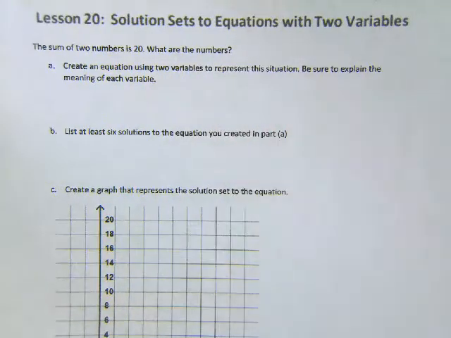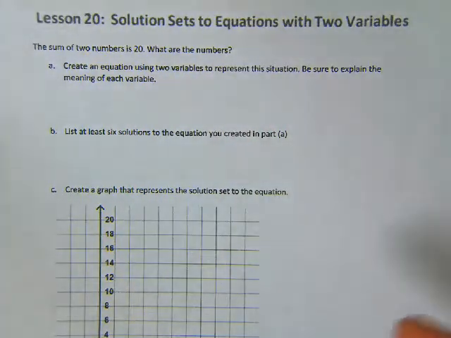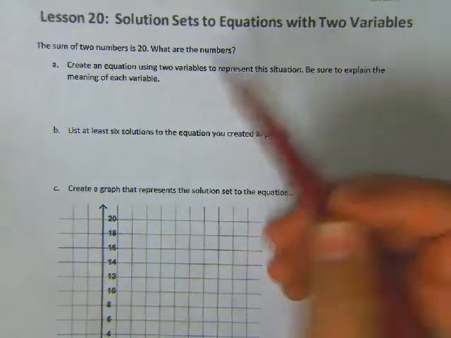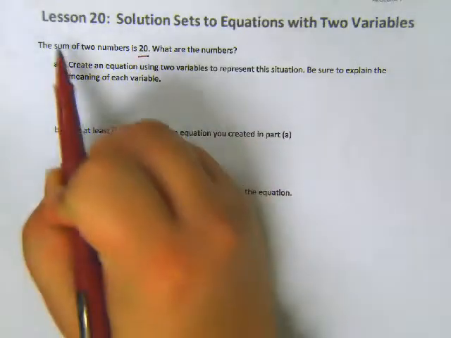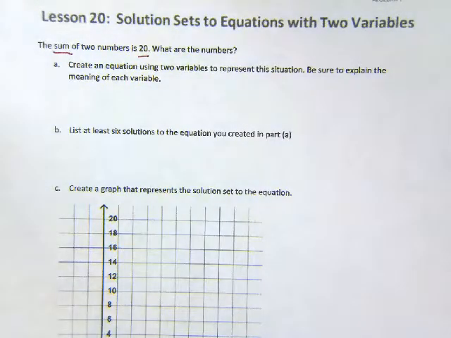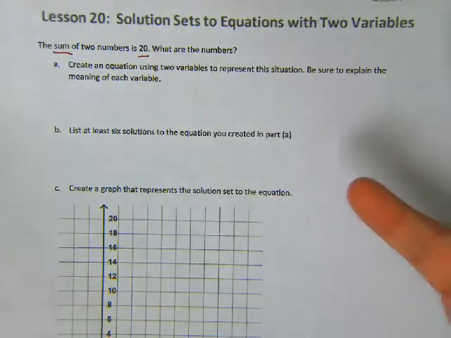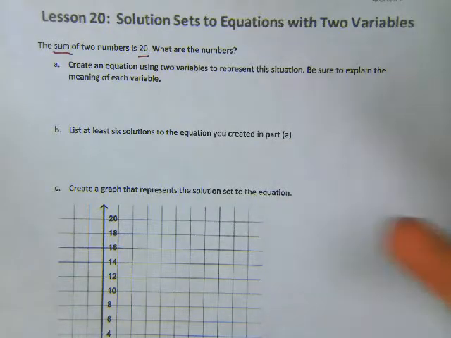So we want to create an equation that's going to allow us to find what those two numbers could be. And the first thing that we think of when it's the sum of 20 is 10 plus 10. But you can have many different combinations whenever you are figuring this out.